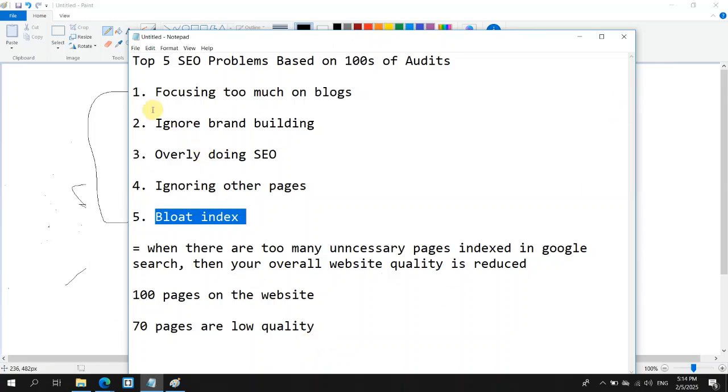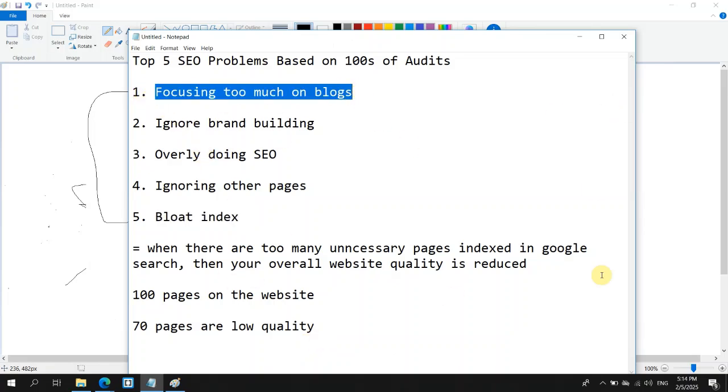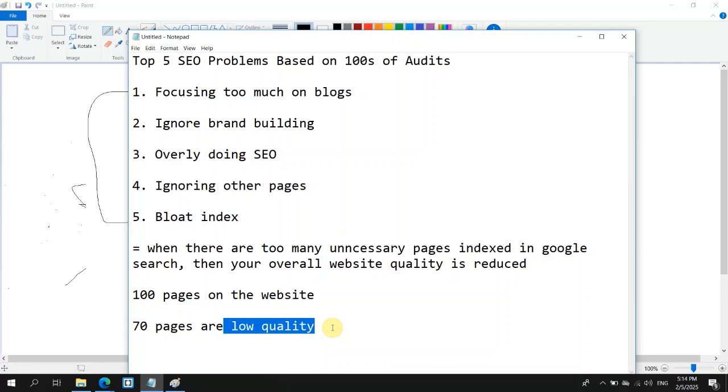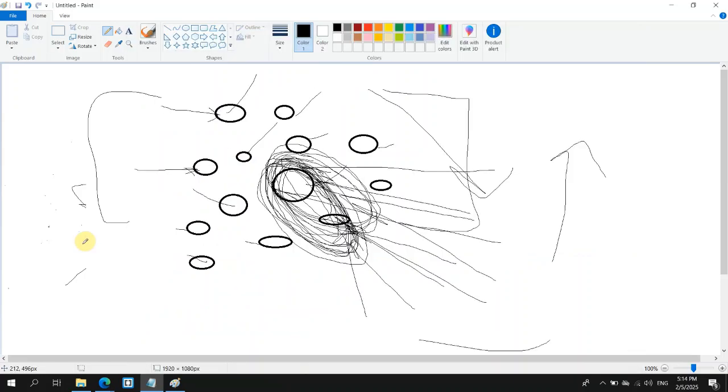So that also ties back to this first problem: if you just keep focusing on blogs, especially low quality AI blogs, then what you end up creating is a lot of low quality pages. And when you create too many low quality pages, you end up with a bloated index, which makes your other pages suffer as well. Like I said, there's a domain level score that you need to keep in mind. So if the majority of your pages are low quality, the good ones are also going to suffer because they all exist on the same domain.